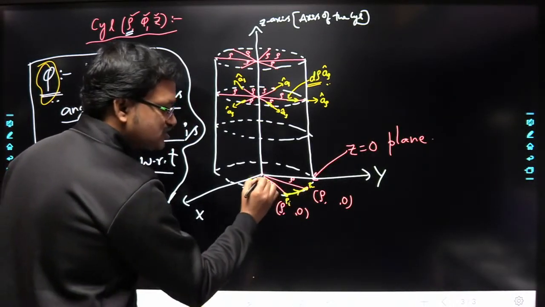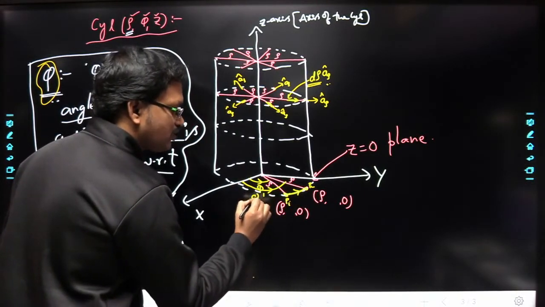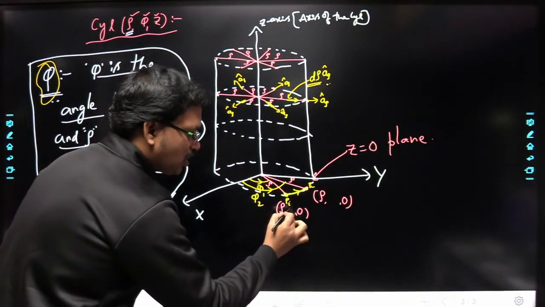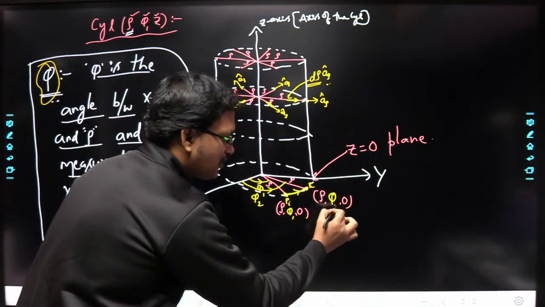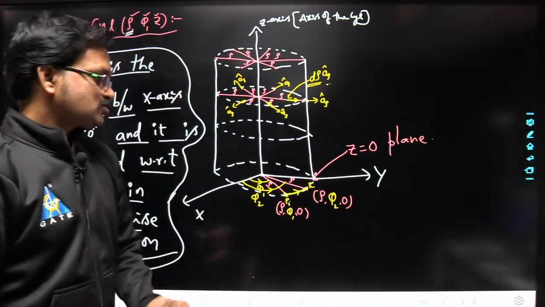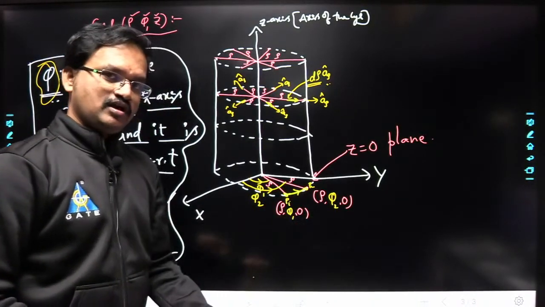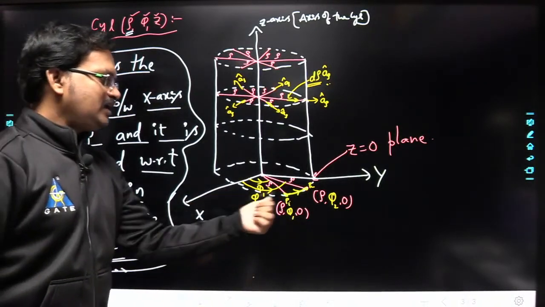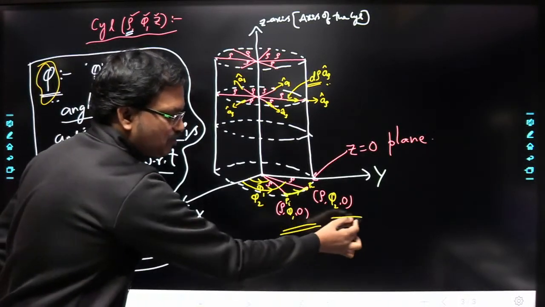Now this point is also at the same normal distance rho, but this rho is at an angle phi 2. Now I can represent the first point as rho comma phi 1 comma 0, and this point as rho comma phi 2 comma 0. As you move from this point to this point, what is changing? Only the phi value is changing. Phi is measured with respect to the x-axis in the anti-clockwise direction. Now we can differentiate between P1 and P2.